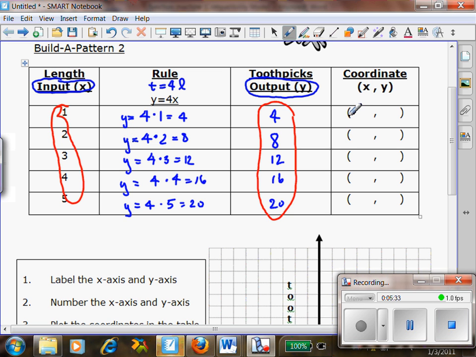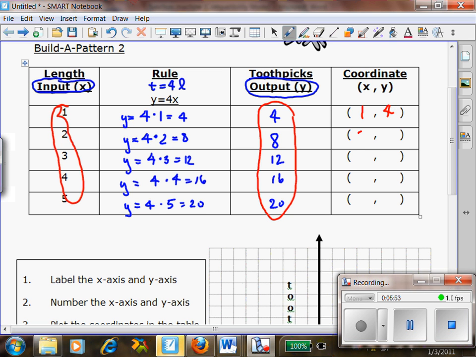So when I graph those, I'm going to make those my ordered pairs. These are my X's, these are my Y's. So I'm going to put my X value, my input of 1, in the X coordinate place, and the Y value that goes with that is 4.